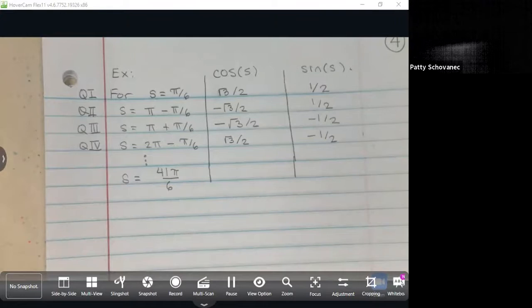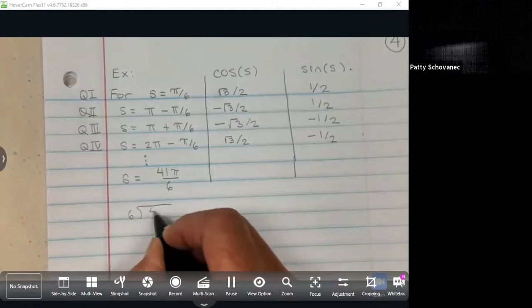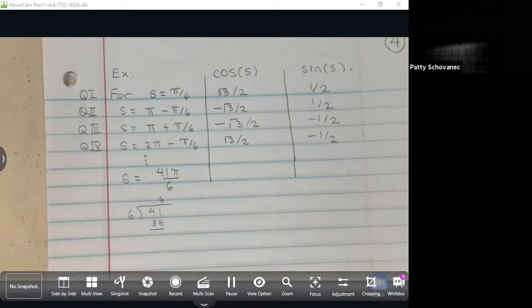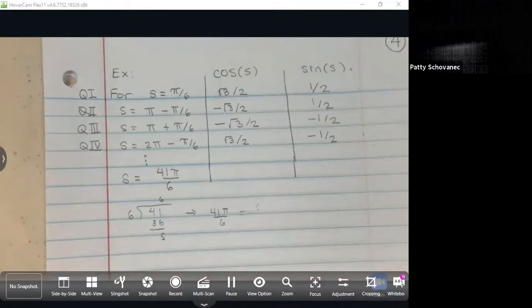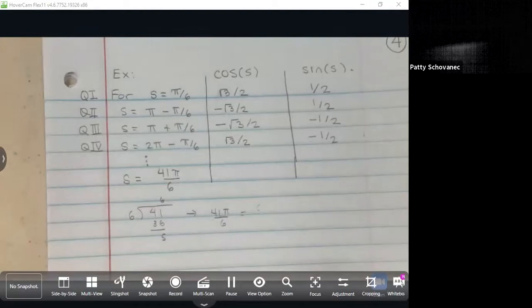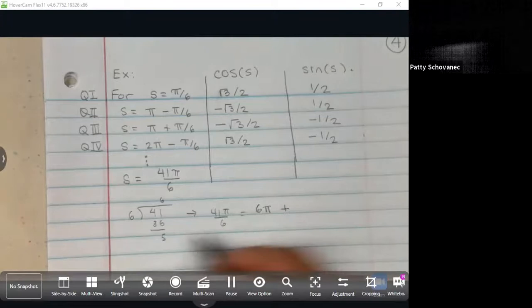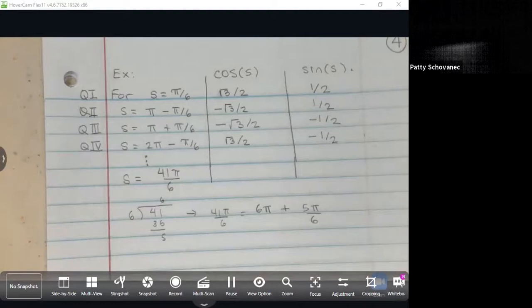Divide 41 by 6. 6 goes into 41. Let's see, 6 times 6 is 36. And that leaves me 5. So that means 41 pi over 6 is 6 pi plus 5 pi over 6. Since 6 pi is an even number, that's 3 full laps around the circle. 2 pi, 4 pi, 6 pi.